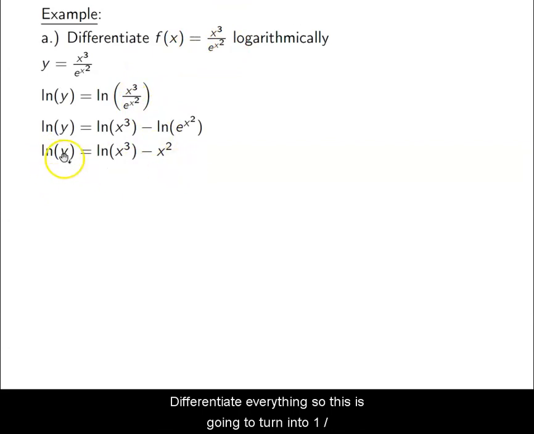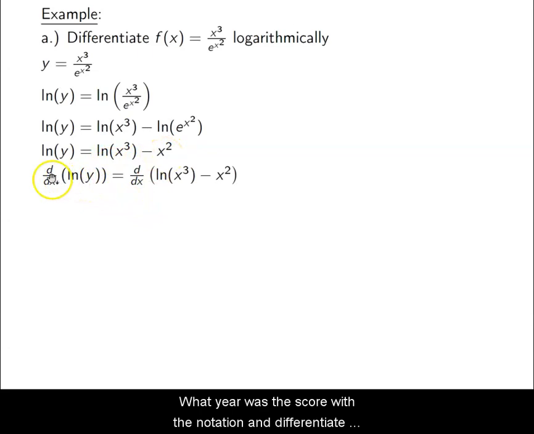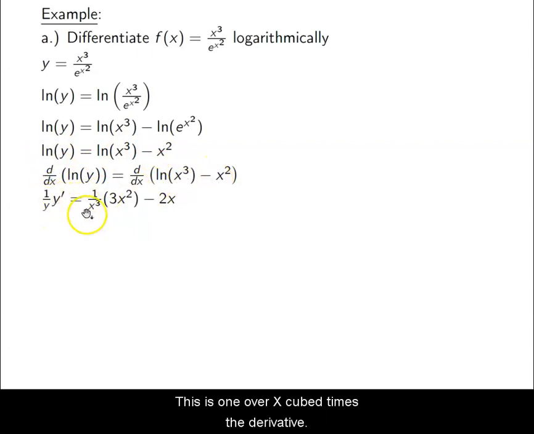So this is going to turn into 1 over y times y prime. This is going to be 1 over x cubed times the derivative of x cubed, so times 3x squared. And this turns into 2x. Okay, so here we'll just go with the notation. I differentiate the left side, differentiate the right side. I get 1 over y times y prime. This is 1 over x cubed times the derivative of x cubed, which is 3x squared. And this turns into 2x.